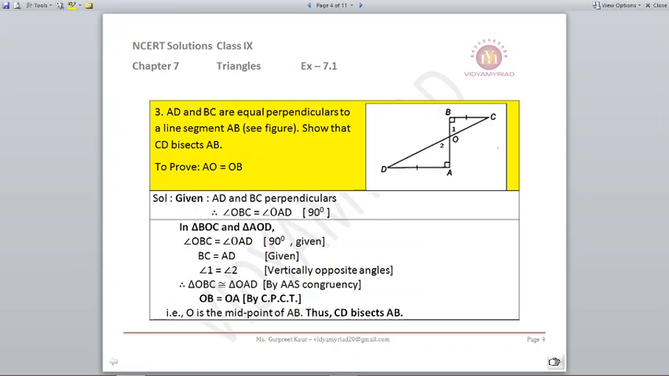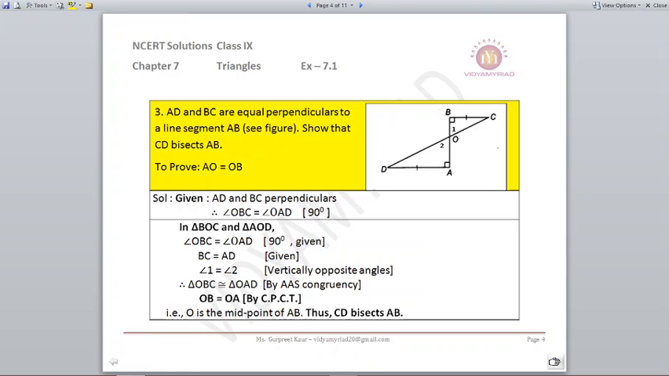Now first of all, I will write down what is given. Given is AD and BC are perpendiculars. Now when they are perpendiculars, it means the angle formed will be 90 degrees. So OBC and OAD both are 90 degrees. Now we need to prove both the triangles congruent.